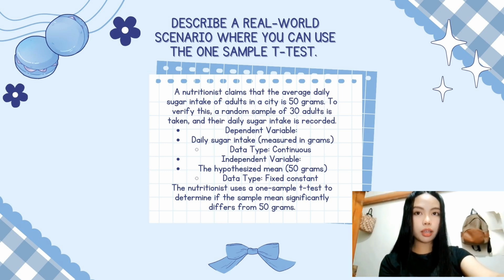So the dependent variable is daily sugar intake measured in grams, and the data type is continuous. The independent variable is the hypothesized mean, 50 grams, and the data type is a fixed constant. The nutritionist uses a one sample t-test to determine if the sample mean significantly differs from 50 grams.